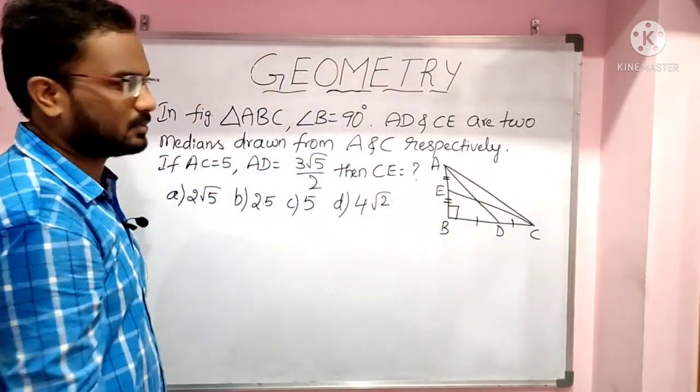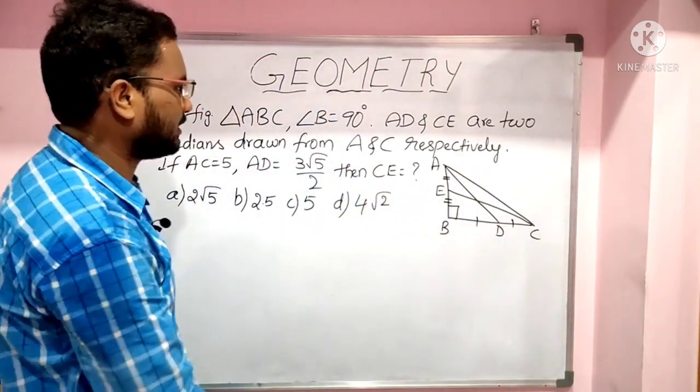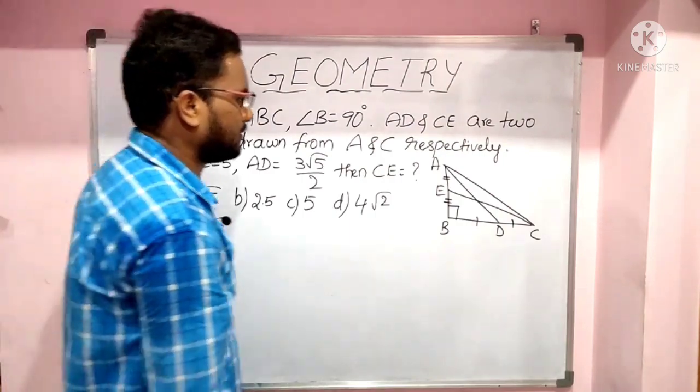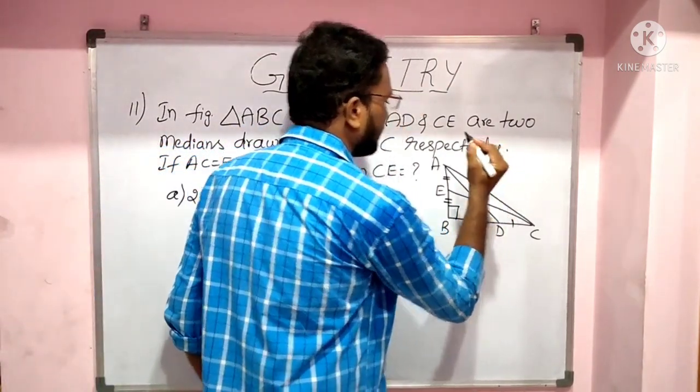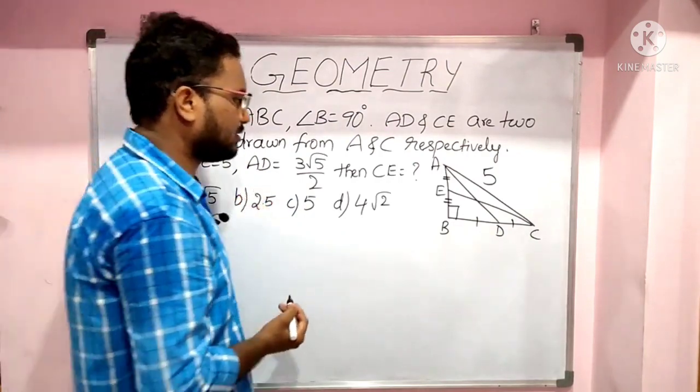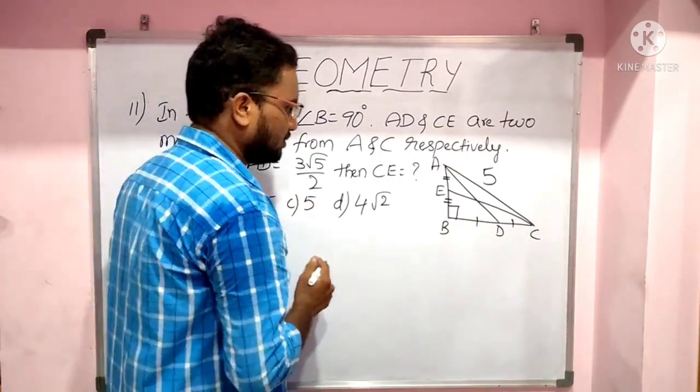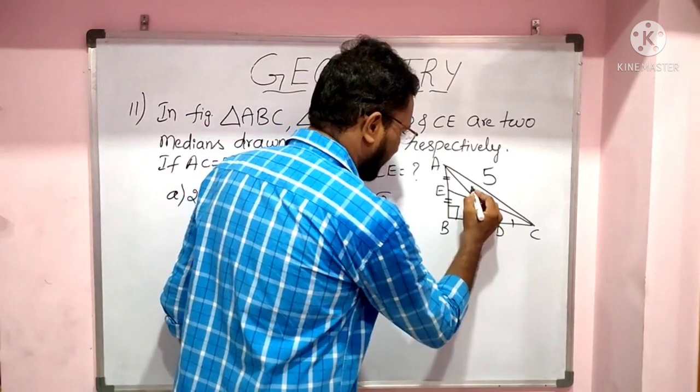AD and CE are medians. AC equals 5, this length is 5. AD equals 3 root 5 by 2, this length is 3 root 5 by 2.